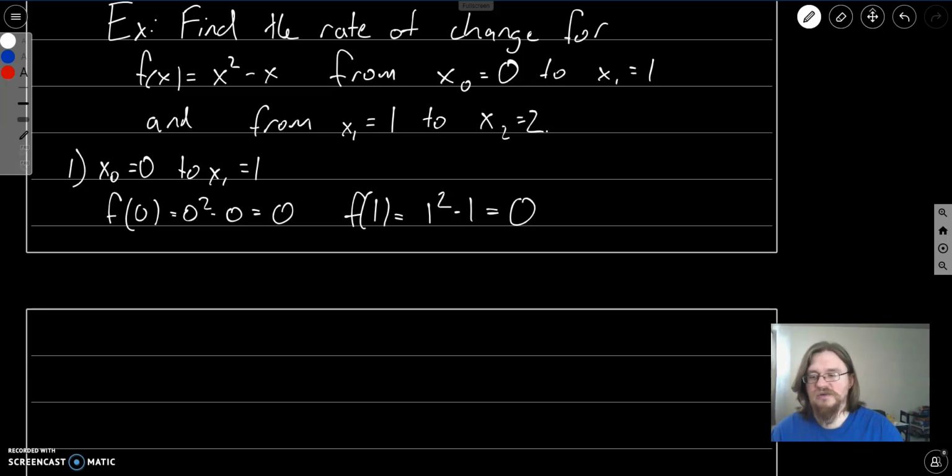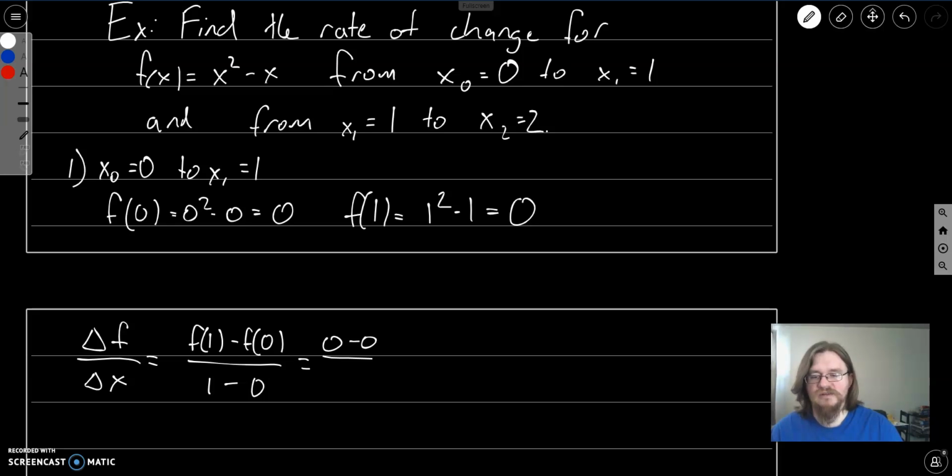The change in our function value divided by the change in x. Again, x might represent time here or something like this. The change in f would be f1 minus f0, and then the change in x would be 1 minus 0. f1 minus f of 0, well, that's just 0 minus 0, and 1 minus 0 on the bottom. So we get 0 divided by 1, which is 0. So on average, this function doesn't change from when x is equal to 0 to x is equal to 1.